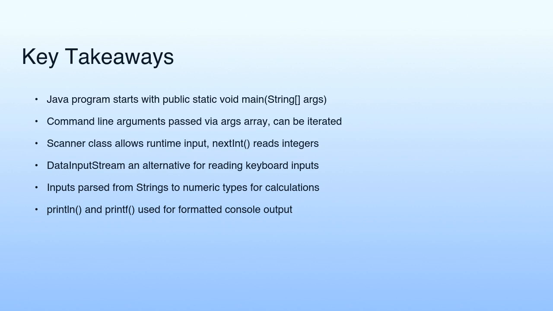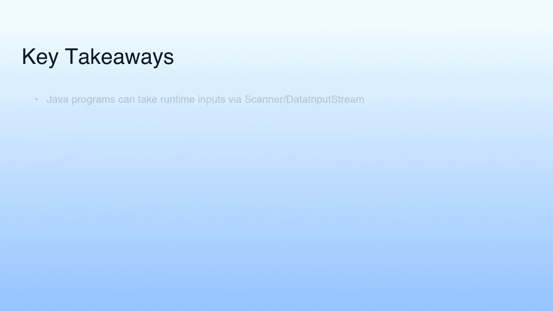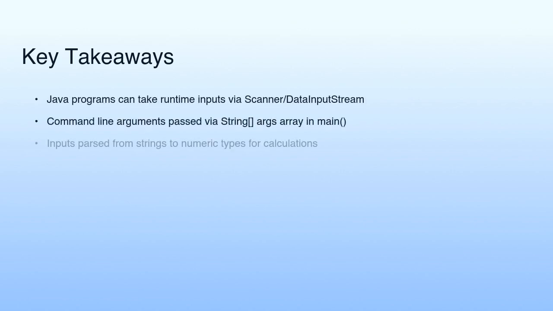Java programs start with the public static void main(String[] args) method, and command line arguments are passed via the args array, which can be iterated. The Scanner class allows runtime input, with nextInt reading integers. The InputStream is another option for reading keyboard inputs.